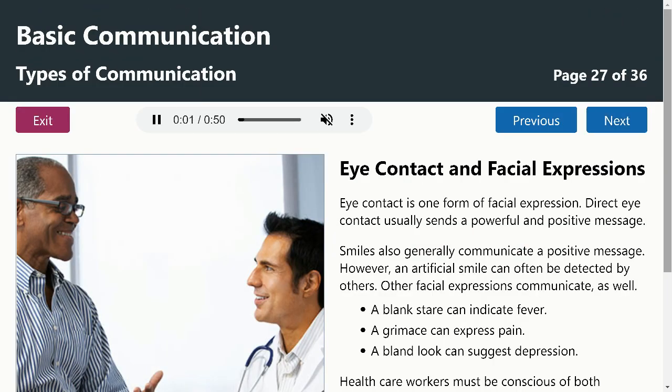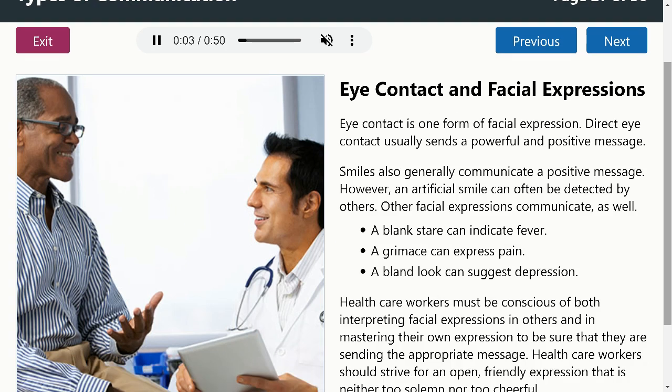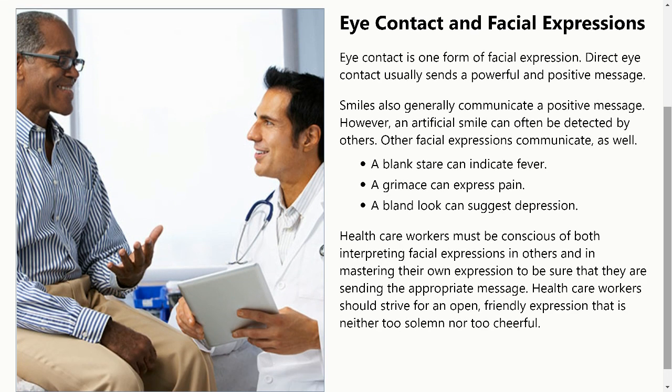Eye contact. Eye contact is one form of facial expression. Direct eye contact usually sends a powerful and positive message. A smile also generally communicates a positive message. However, an artificial or fake smile can often be detected by others. Other facial expressions communicate as well.